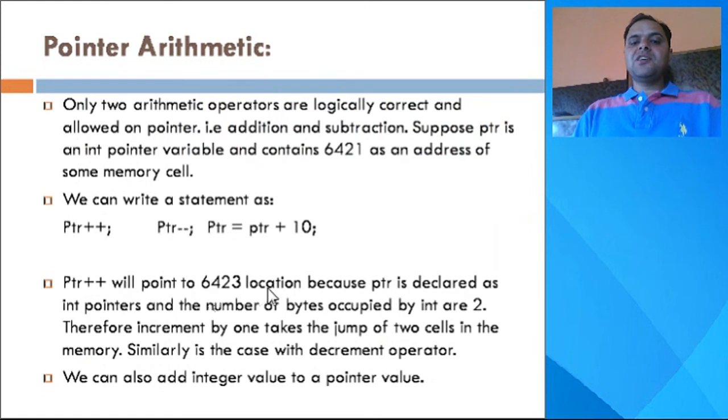PTR plus plus will now point to 6423 location because PTR is declared as an integer pointer and the number of bytes occupied by int is 2. So when we use PTR plus plus, it will point to 6423, because 6421 and 6422 are already occupied by PTR. When we increase it, it will increase by 2 because an integer variable always occupies 2 bytes. Therefore, an increment by 1 takes a jump of 2 cells in the memory.